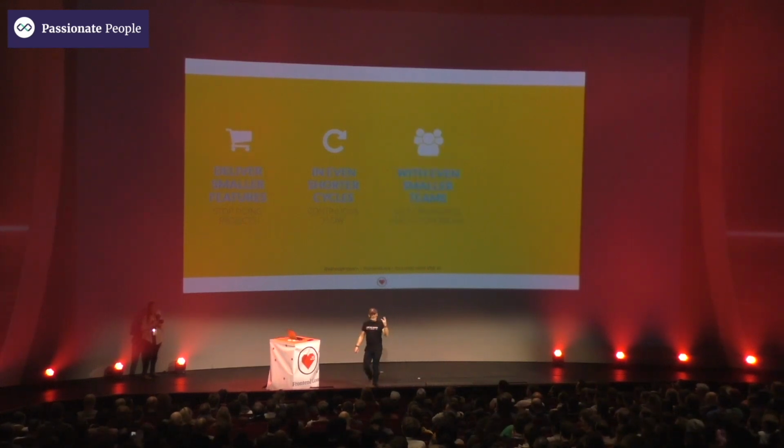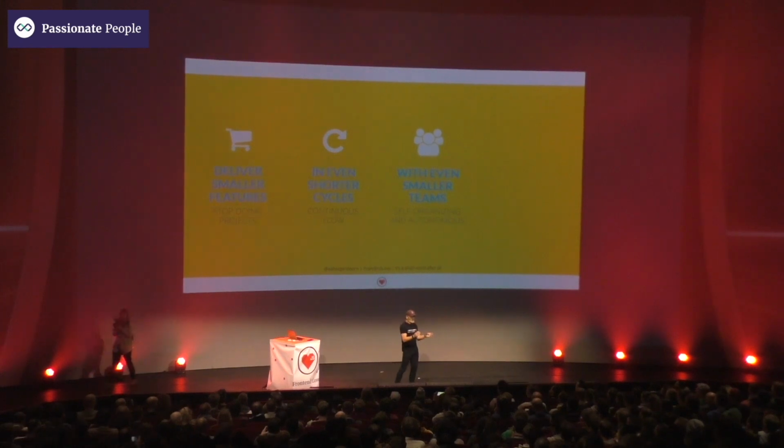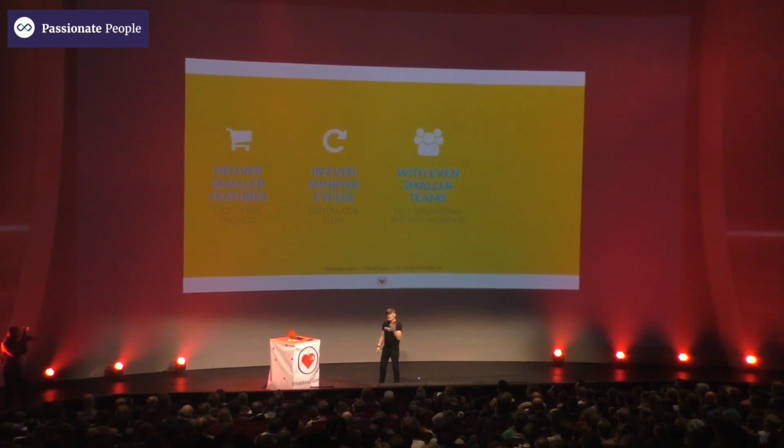That's the second thing. The third thing is, we're going to do this in even smaller teams. If you think that the typical Scrum team of 7 plus or minus 2 or 6 plus or minus 3 is small, it's going to be smaller. And I'm also going to explain to you why.